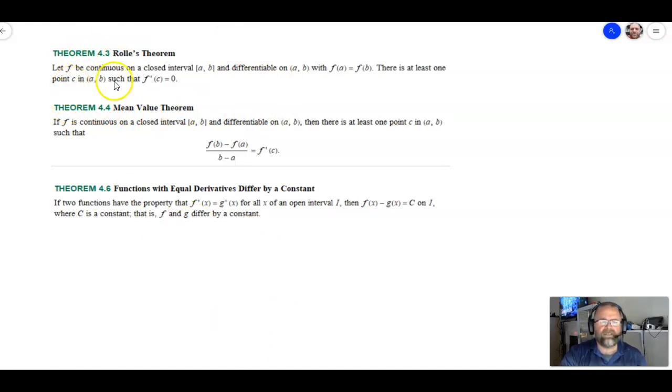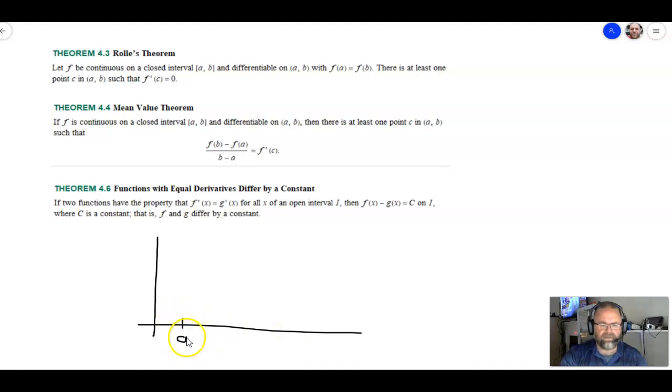So it says that f is a continuous function on a closed interval and differentiable on the open interval there, with f of a equal to f of b. That means the y value at a is equal to the y value at b. Then there is at least one point c in the interval a to b such that f prime of c is equal to 0.